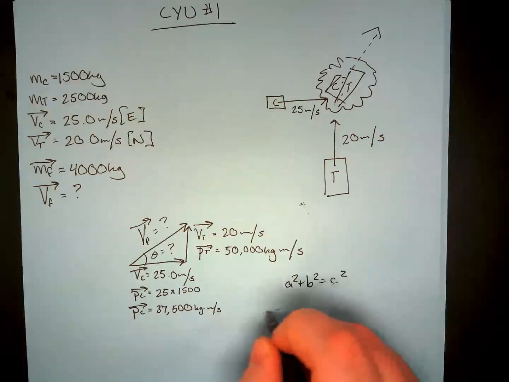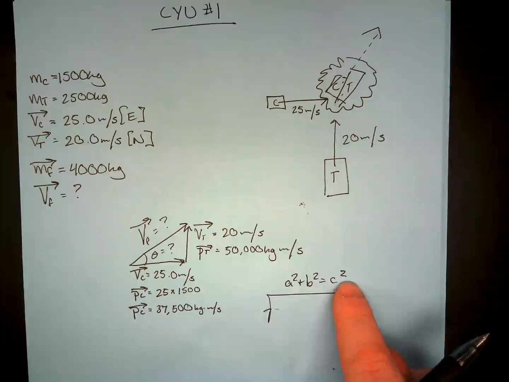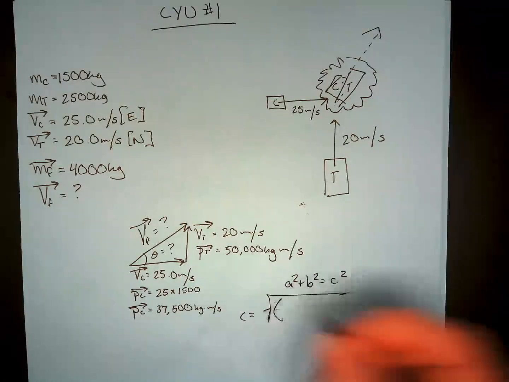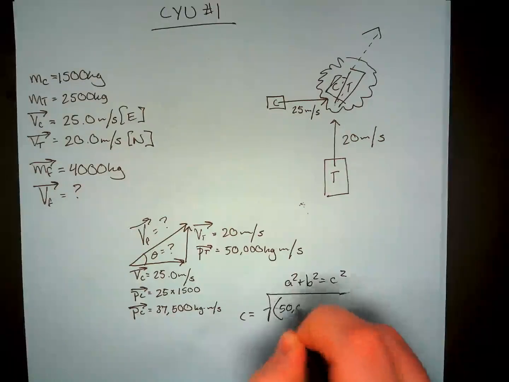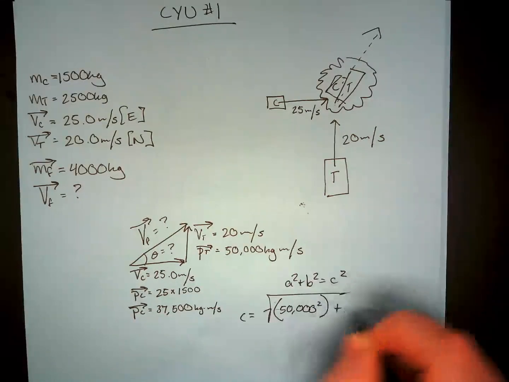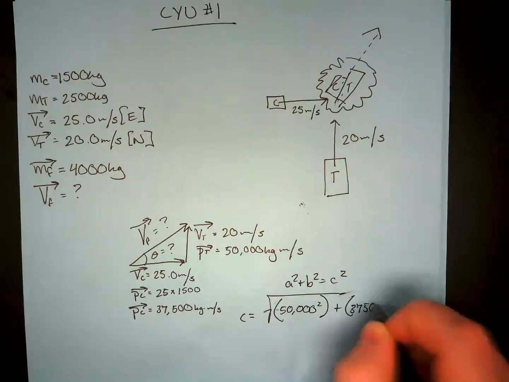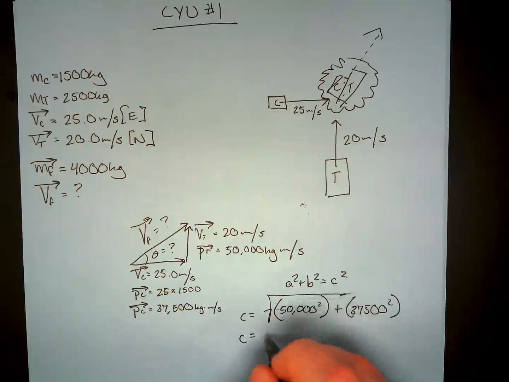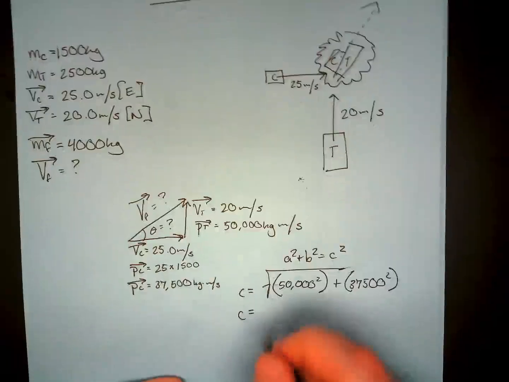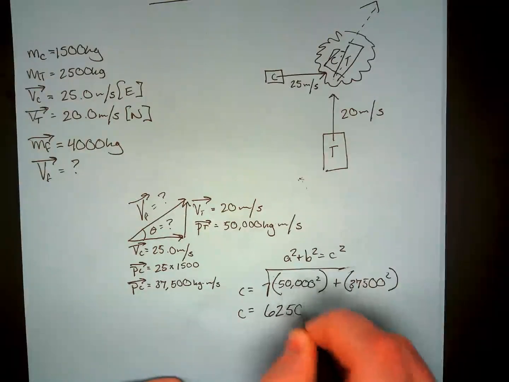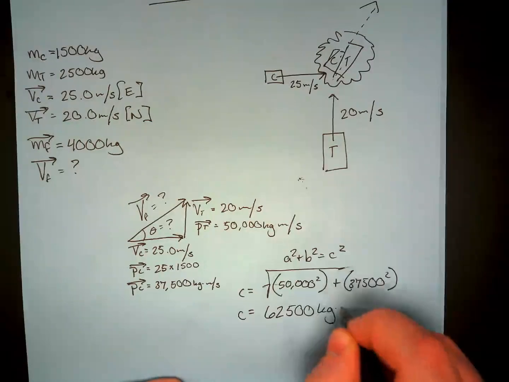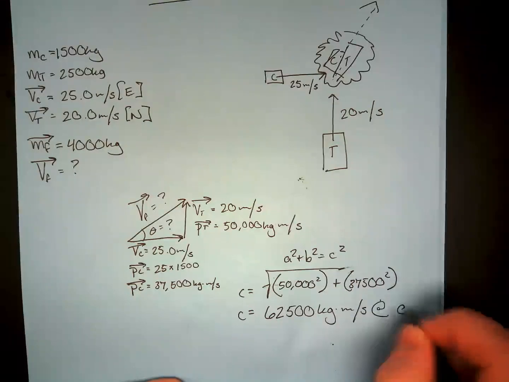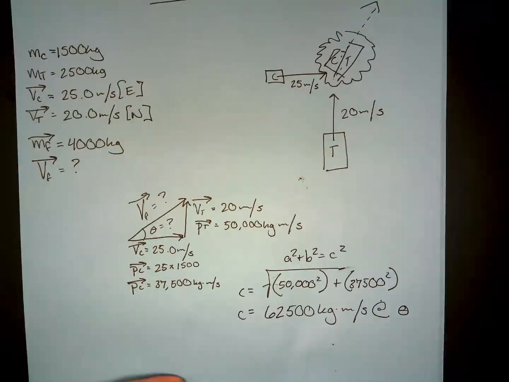So, just to solve it straight out, c is equal to the square root of a squared, which we'll just say is the 50,000. So it'll be 50,000 squared plus 37,500 squared. And what we should get here is that c, our hypotenuse, should be equal to 62,500 kilograms by meters per second at some angle. We'll find theta here in a second.